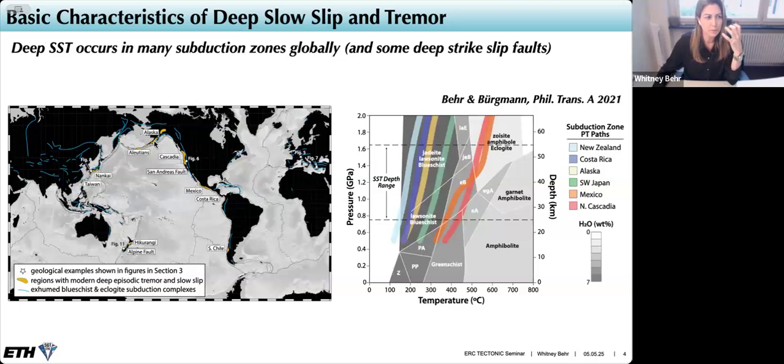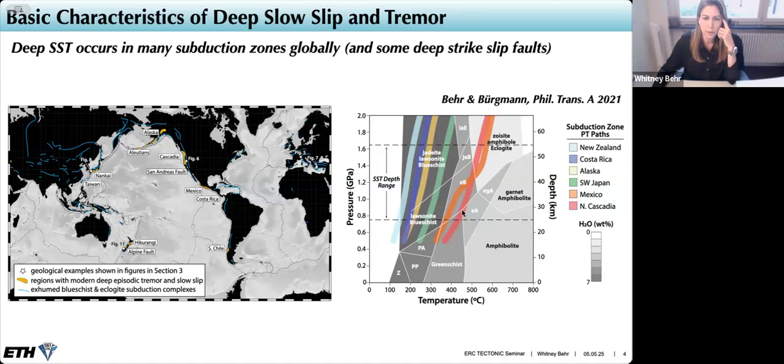This mode of fault slip was first recognized in Cascadia in the early 2000s, but these types of events have now been detected at many plate boundaries worldwide for a wide range of subduction zones with different thermal gradients. The orange ribbons on this map show most of the regions where SSC phenomena have been detected so far. They tend to cluster along the Pacific Ring of Fire and mostly in subduction zones, but also on some parts of the San Andreas Fault.